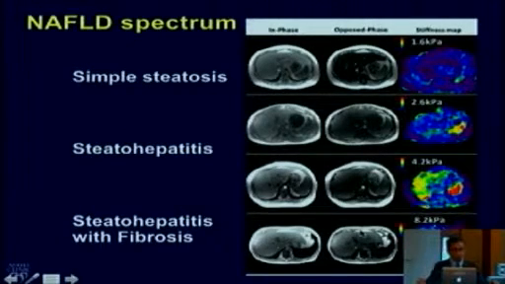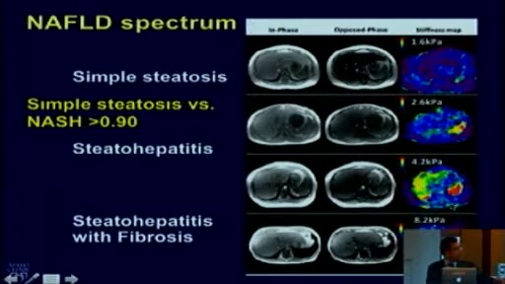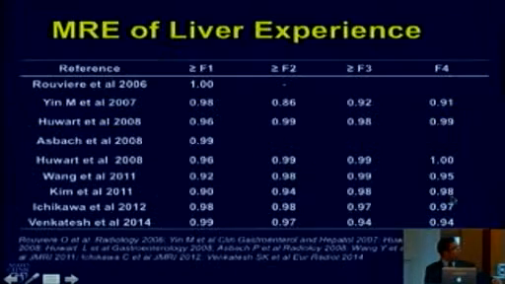In fact, we have seen differences: simple steatosis does not cause an increase in stiffness, whereas steatohepatitis causes a mild increase in stiffness, and of course, if you have steatohepatitis with fibrosis, it will go higher. So we can actually differentiate simple steatosis from NASH with an accuracy of more than 90% using MRE.